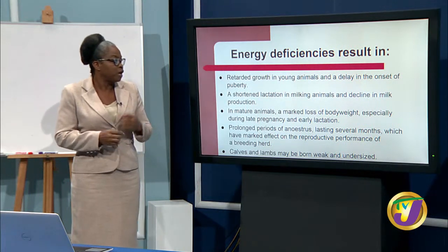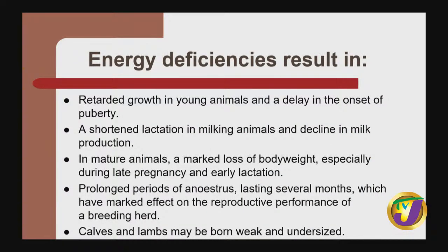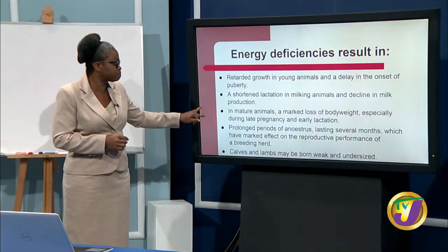Good? So, if the energy is not there, it is going to retard the growth in the young animals. Good? It's going to shorten the lactation in milking animals and also cause a decline in milk production. In mature animals, if there's a deficiency in energy, there's going to be a marked loss of body weight, especially during late pregnancy and early lactation. Prolonged periods of oestrus, lasting several months, have a marked effect on the reproductive performance of a breeding herd. And calves and lambs may be born weak and also undersized.